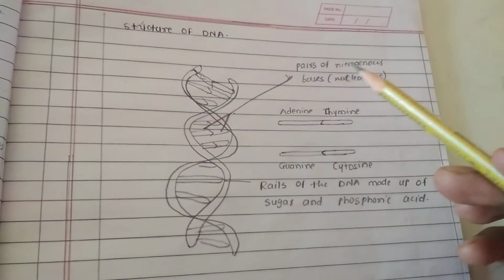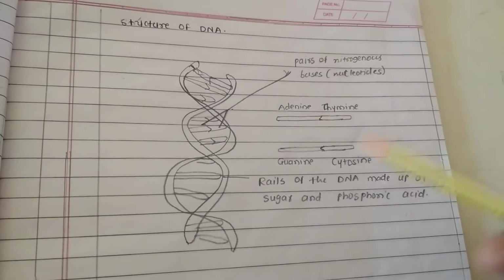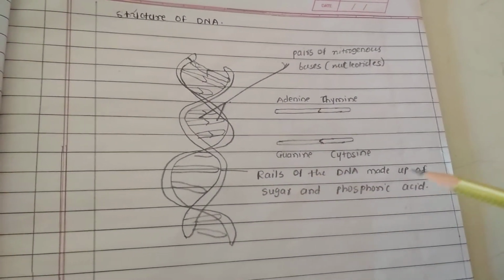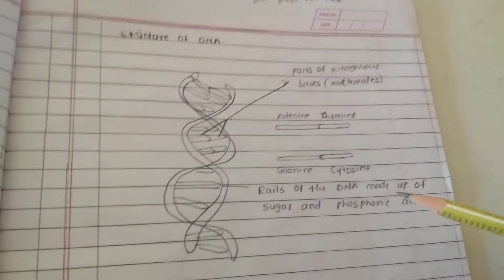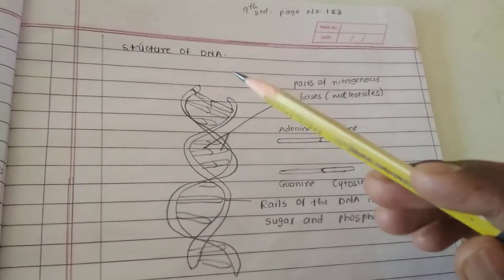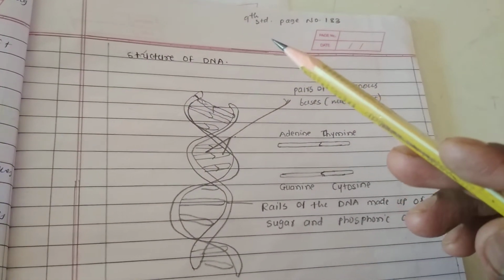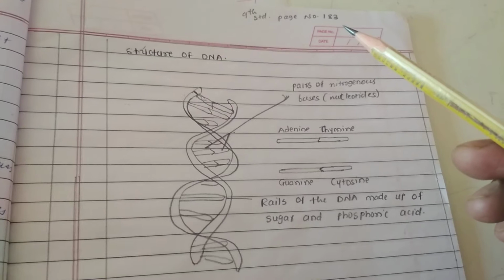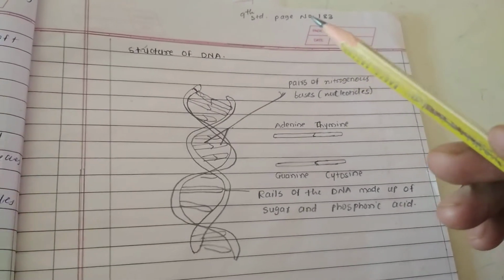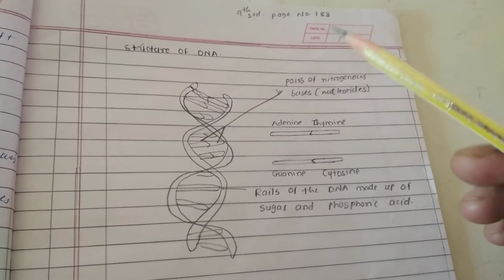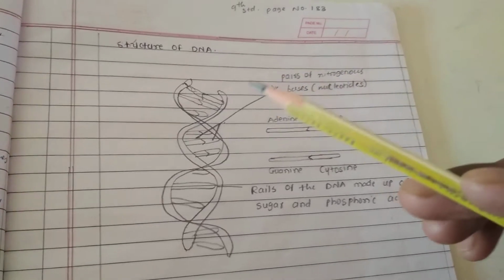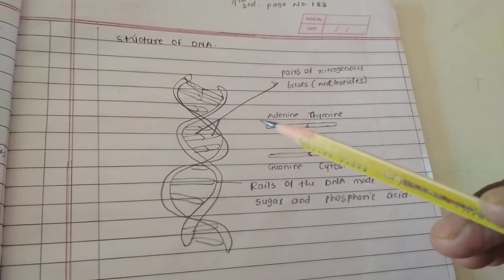Here there are pairs of nitrogenous bases, that is nucleotides. Here the rails of DNA are made up of sugar and phosphate. For the detailed study of the structure of DNA, refer to the 9th standard textbook, page number 183. On that page they have given the structure of DNA and the types of RNA.